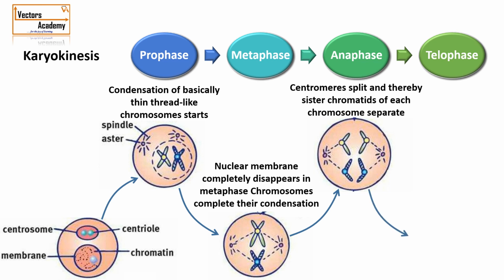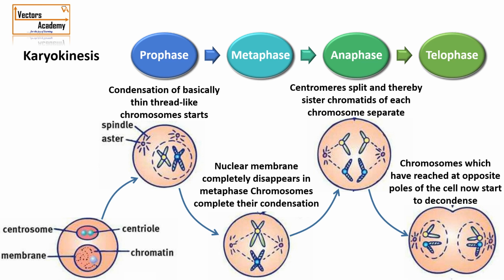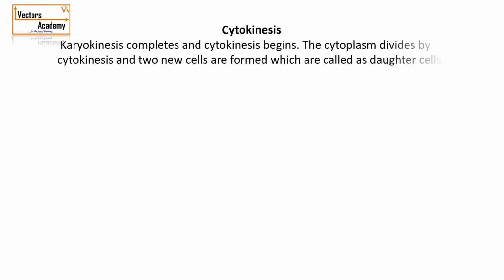And lastly, the telophase. Now, the chromosomes which have reached the opposite poles start to decondense and again become thick thread-like. The nuclear membrane and nucleolus start forming again. And in this way, we have completed karyokinesis, and now cytokinesis begins.